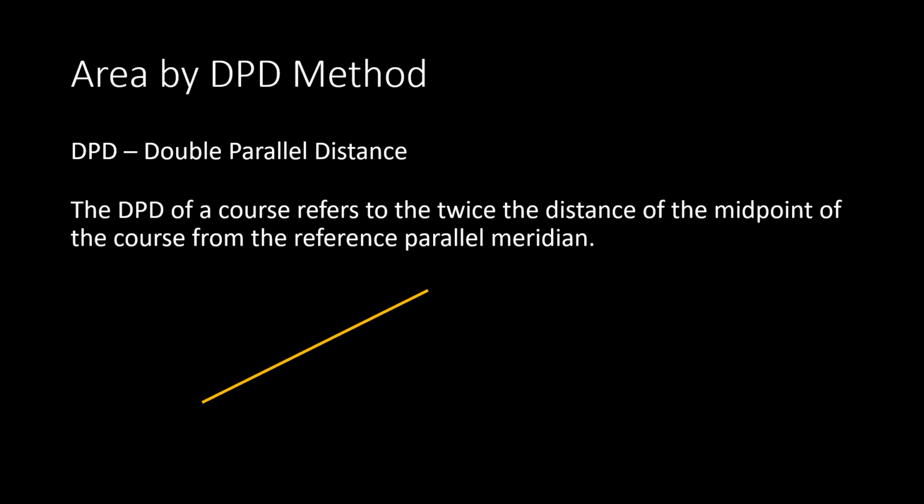So for any given course, supposing that this is your course AB, and we have the reference parallel meridian, which is actually the east-west line, we first identify the midpoint of the course and call it M. Project this onto our parallel meridian at point M prime. The double parallel distance of line AB is simply 2 times the distance MM prime.